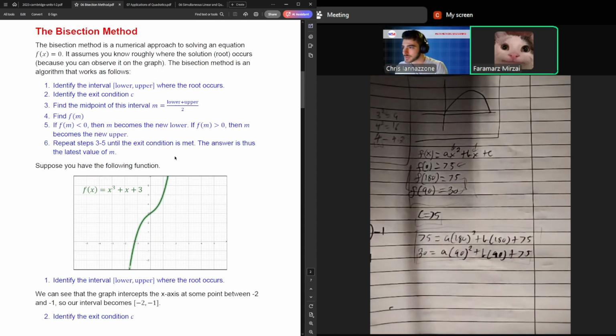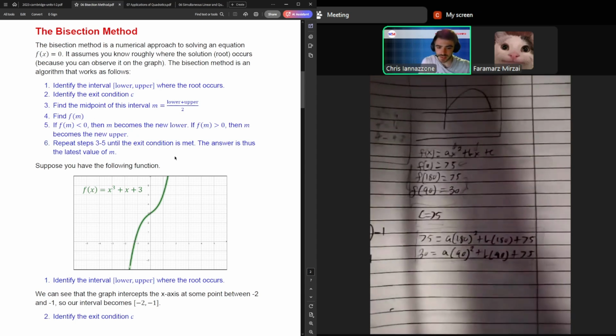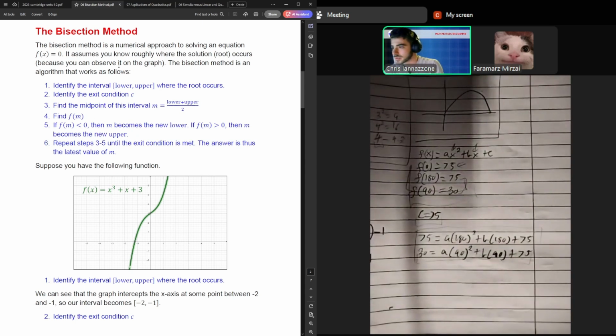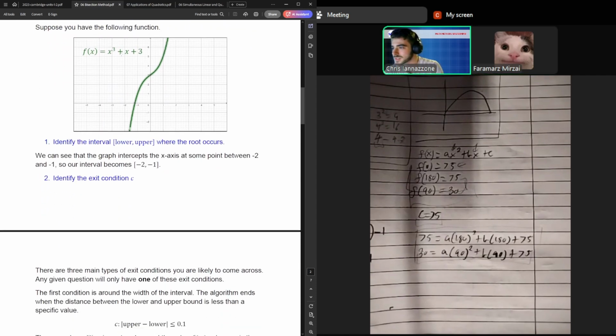So here's how that works. It might be a different algorithm, but we're going to look at one called the bisection method. We follow these steps to do the bisection method. Okay. Won't worry about doing them right now. We'll look at an example first. So suppose we have this cubic here. Looks something like this.